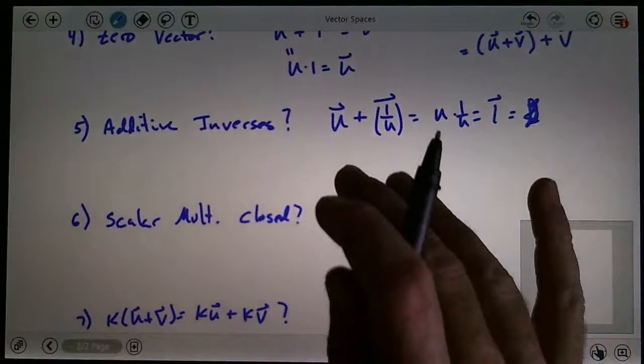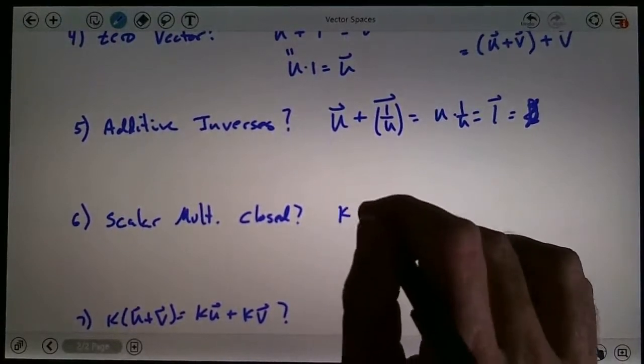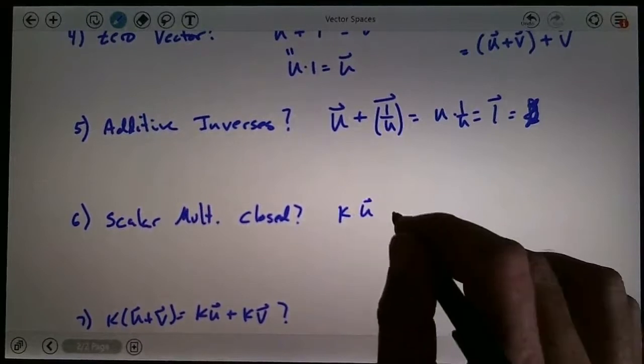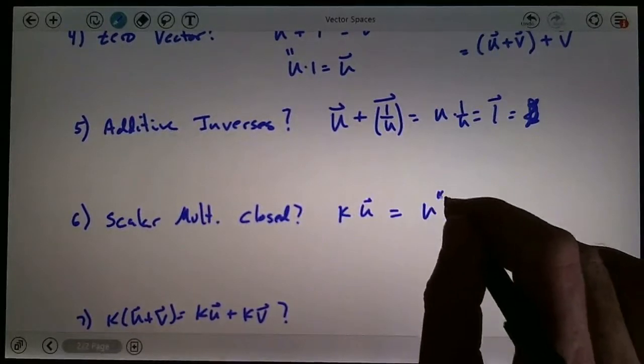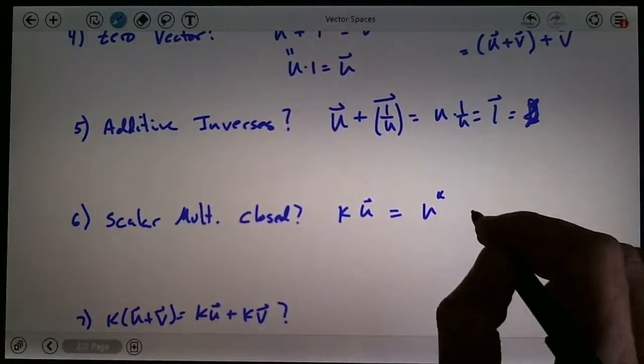Is scalar multiplication closed? If you take any real number k and multiply it by the vector u, you're getting u to the k. Is that still a positive real number? Yes. Okay, so that's good.